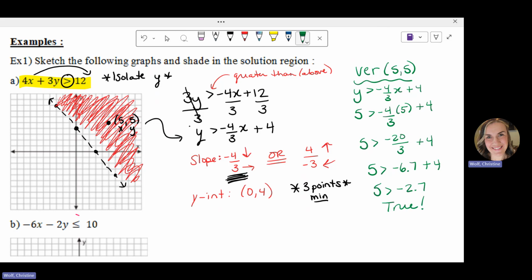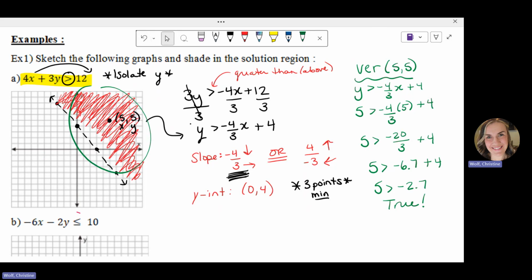Okay, so that's what this solution region means. Any single point in this red shaded area here will make the inequality true. If I chose a point down here and I tried to plug it in, it would not hold true. So that's what that solution region means.